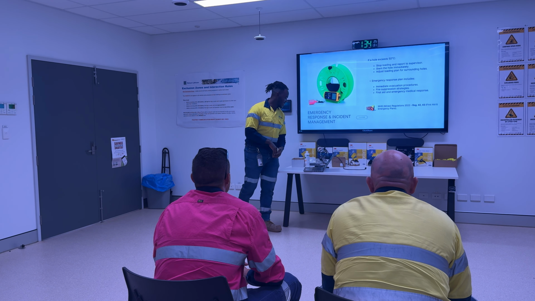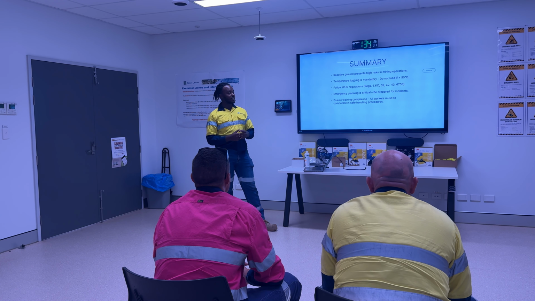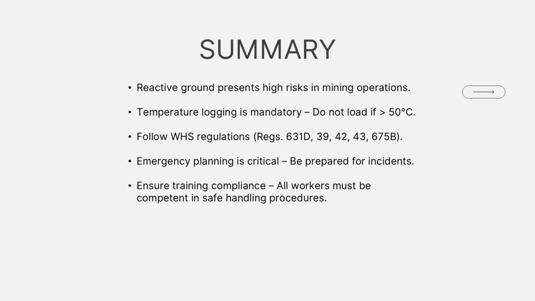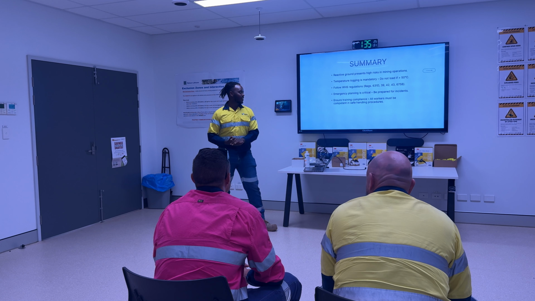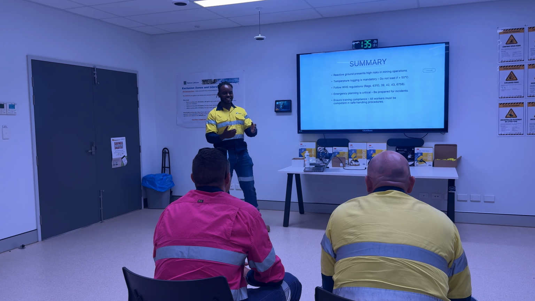So the summary is we've discussed what reactive ground is and how it presents high risks in mining areas. Then we've gone through the temperature probing. Anything that is above 50 we do not load, we stem it. And then we follow the WHS regulations. 631D is on loading reactive shots, and the other ones are also for emergencies. And ensuring training compliance for the workers, exactly what we are doing today.